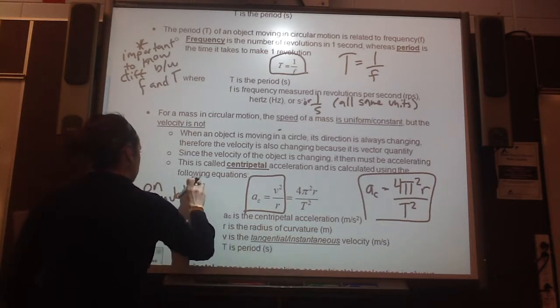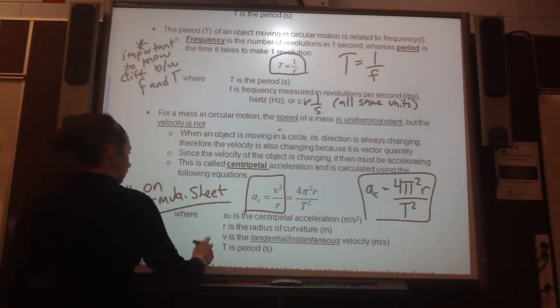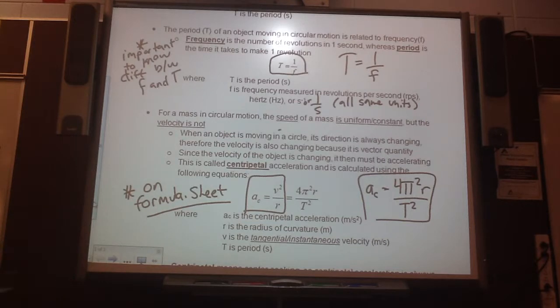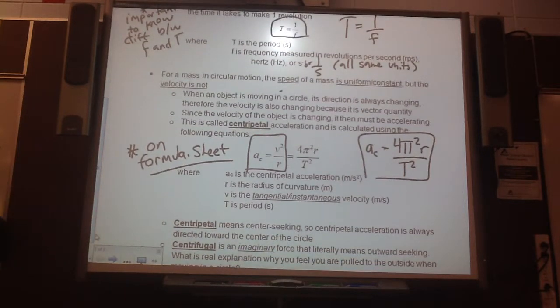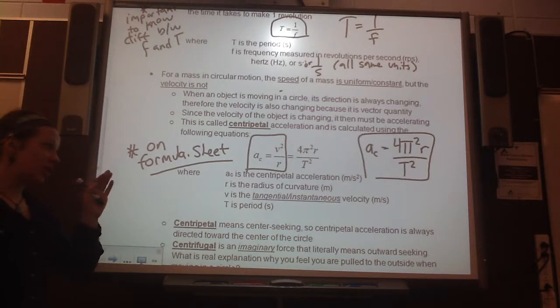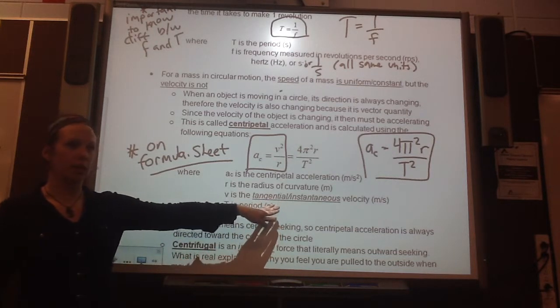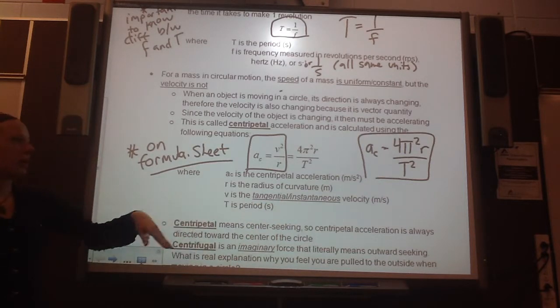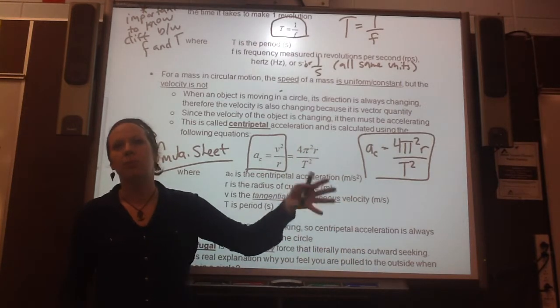On the formula sheet. Okay, so where a_c means centripetal acceleration, the acceleration due to uniform circular motion. r is radius in meters. v is the tangent, instantaneous velocity. I'm going to show you that in just 1 second. And T is period in seconds. So make sure that it's all meters and seconds, or meters per second and meters per second squared.